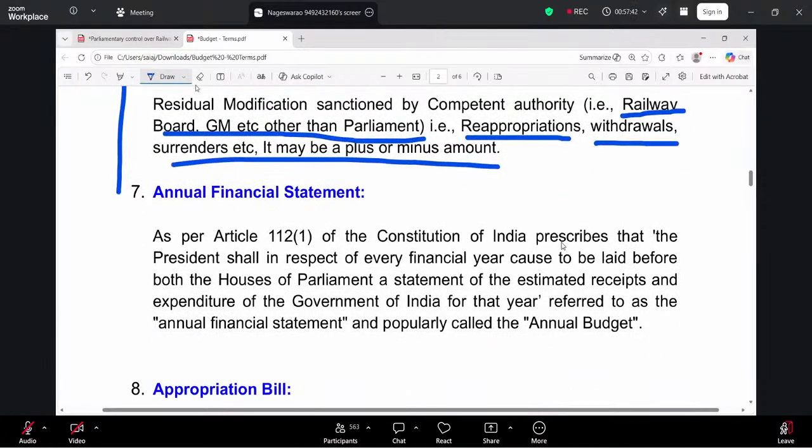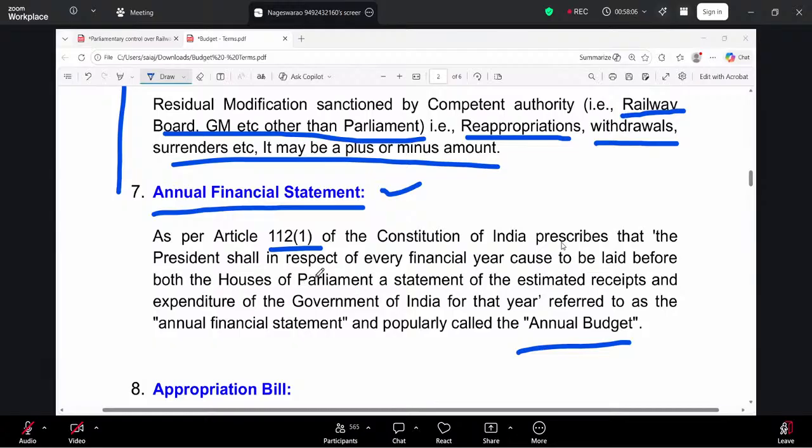What is annual financial statement? This is the exact technical word for the budget, popularly called budget. But what is the correct name? Annual financial statement. This is Article 112(1). Article 112(1), very important article.